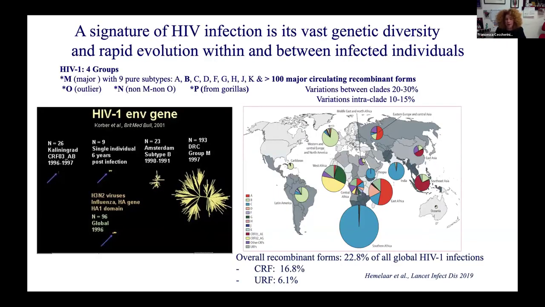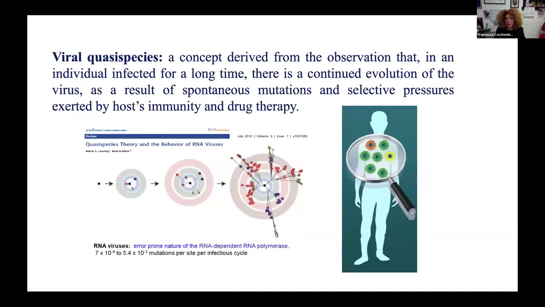HIV, we know, has a signature of vast genetic diversity, and we have 4 groups, and the major group with the 9 pure subtypes. And today we have more than 100 circulating recombinant forms. And we know that there is a high variability, 20–30% between the clades, and 10–15% within clades.